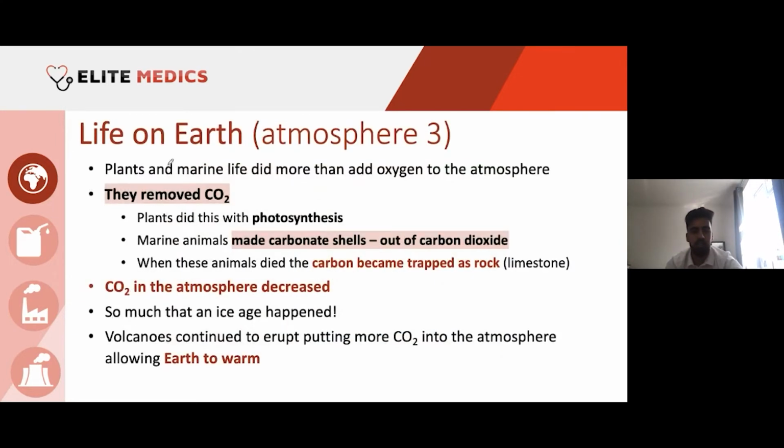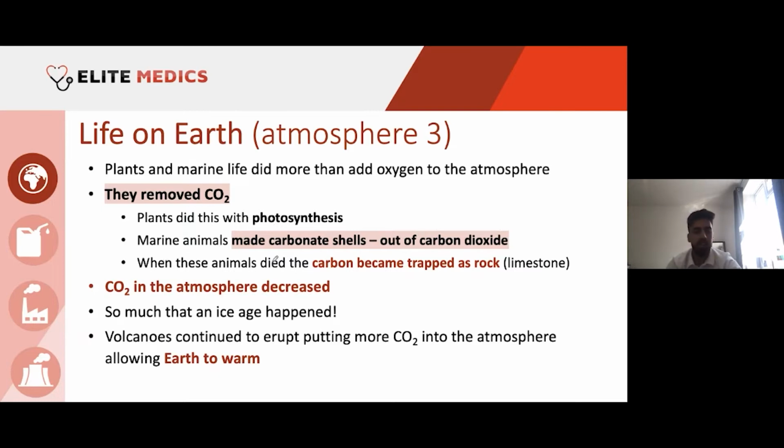Just to add on to this, plants and marine life did more than add oxygen to the atmosphere. They also removed CO2, so they changed the composition completely. Instead of atmosphere 2, where there was lots of CO2 from volcanic activity, algae and other marine and plant life not only produce O2, but they're now removing CO2. Plants did this with photosynthesis, as we've seen, but marine animals made carbonate shells out of carbon dioxide.